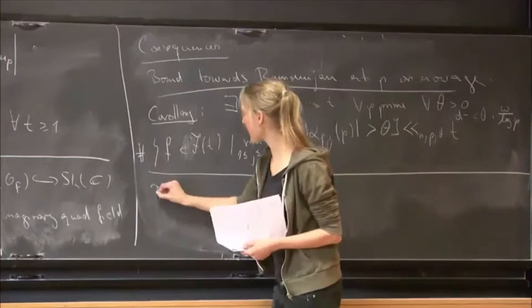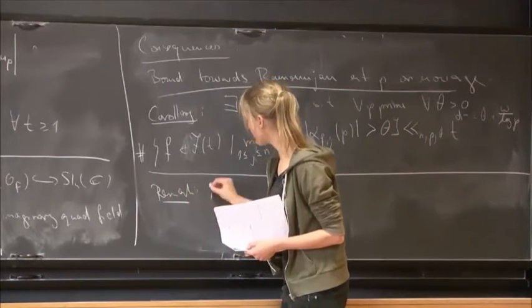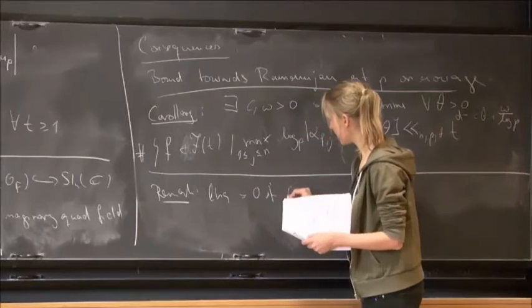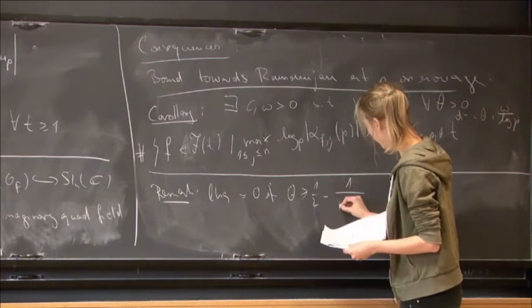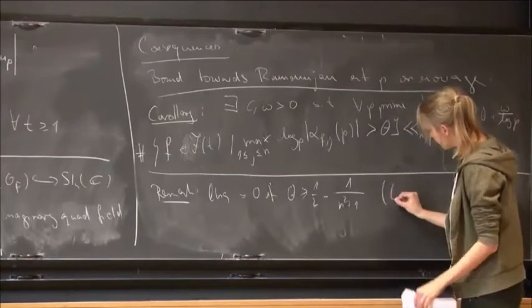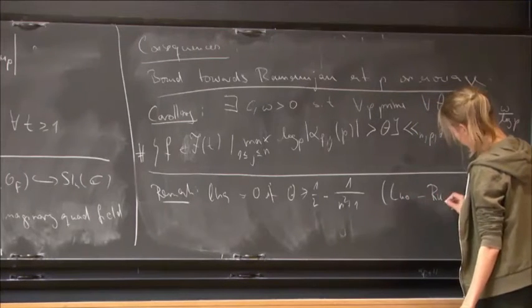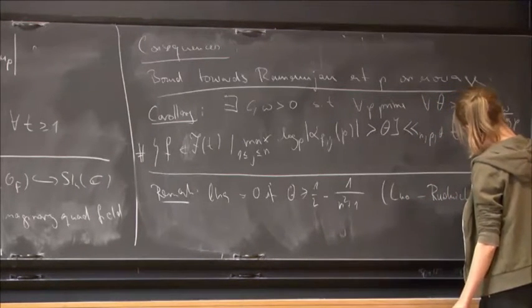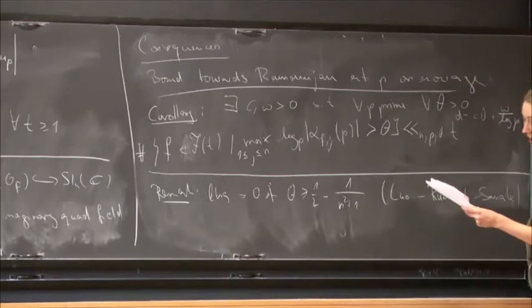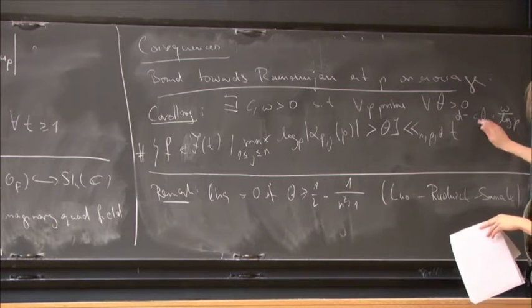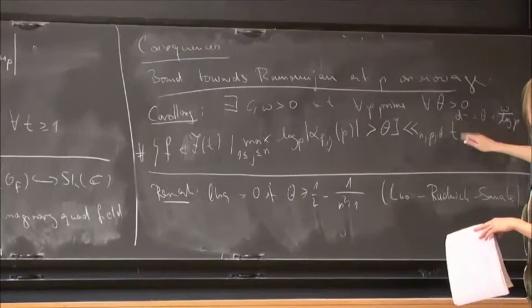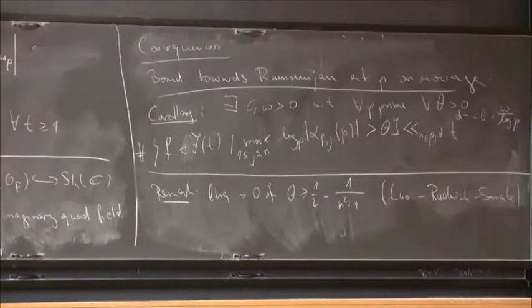Okay, so one should probably remark that the left-hand side is 0 if theta is at least 1/2 minus 1 over n squared plus 1, which is due to some result of Luo-Rudnick-Sarnak. And yeah, for n equals 2, a similar bound with slightly better exponent was proven by Sarnak, and for n equals 3, something related was proven by Blomer and his collaborators.